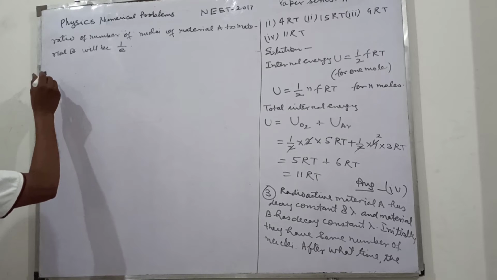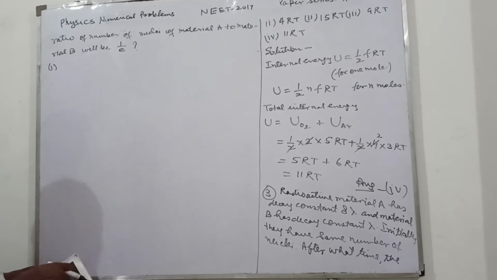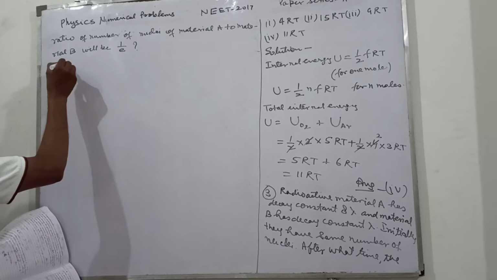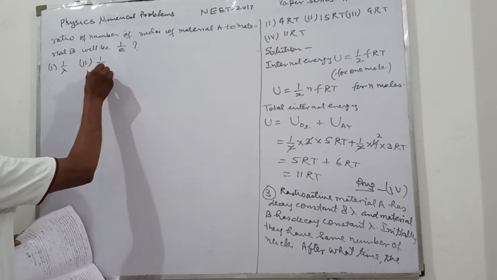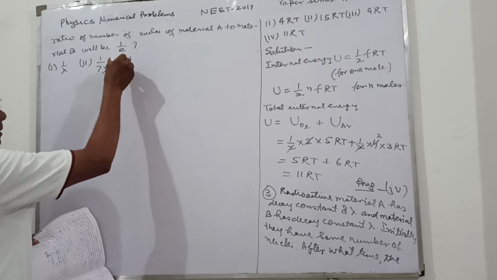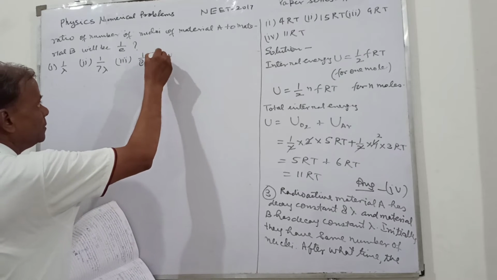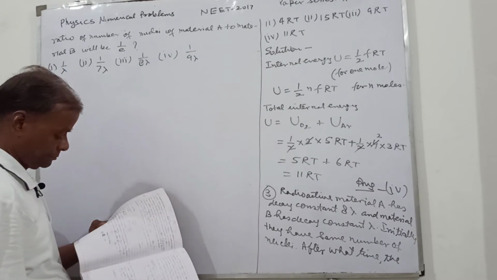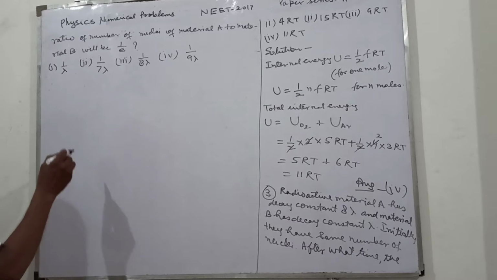Now our options are: first option, 1 by lambda; second is 1 upon 7 lambda; third is 1 upon 8 lambda; and fourth is 1 upon 9 lambda. This is given to us. So now the solution.